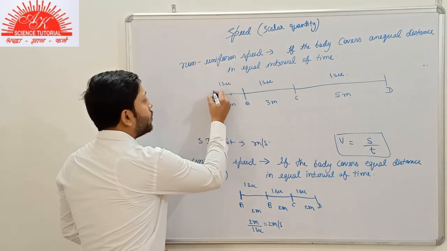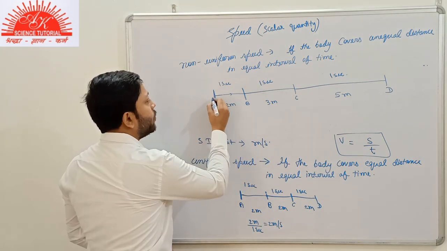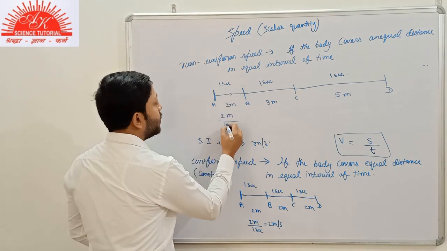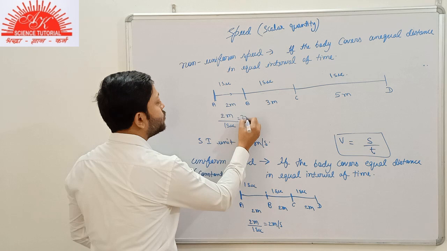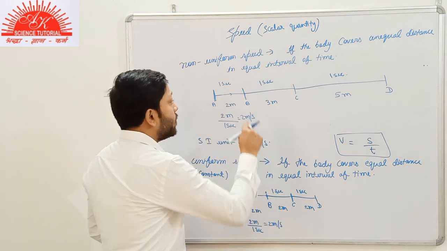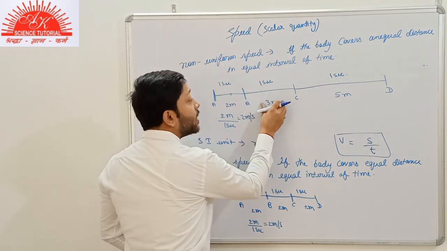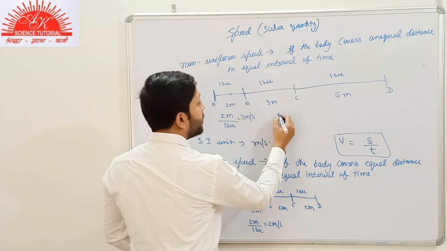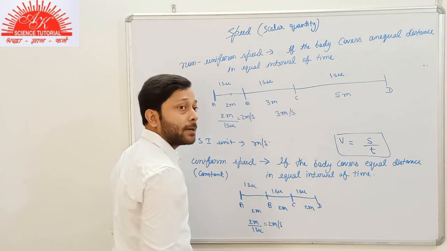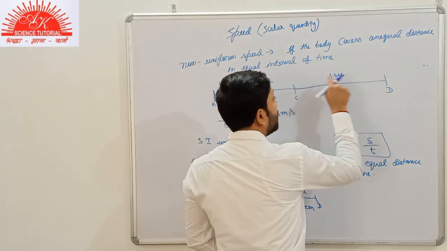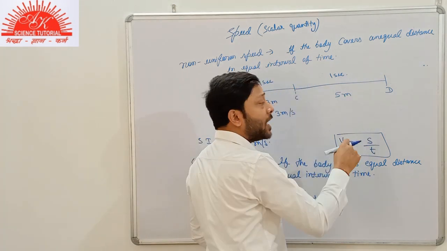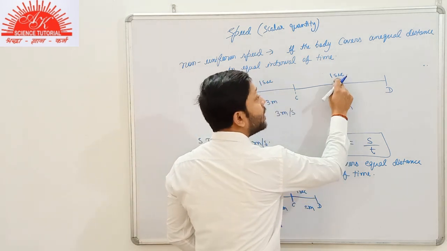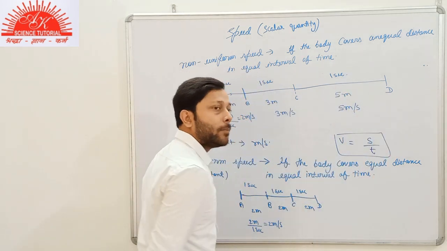What about the part AB? When I move from A to B, what is my speed? 2 meter in 1 second. That is, my speed is 2 meter per second. When I move from B to C, I cover a distance of 3 meter in 1 second. It means that here my speed is 3 meter per second. And then when I come from C to D, I cover a distance of 5 meter in 1 second. What is my speed here? 5 meter in 1 second, that is 5 meter per second.